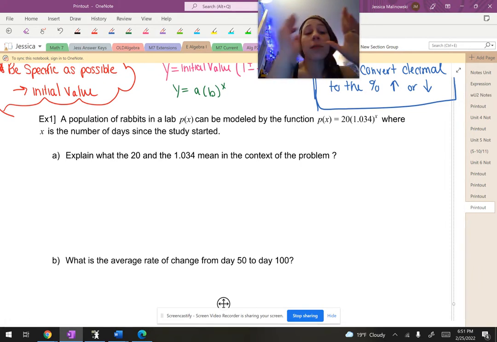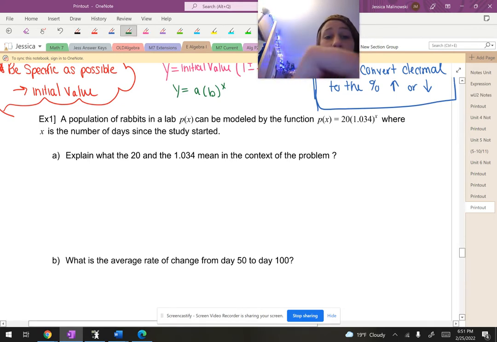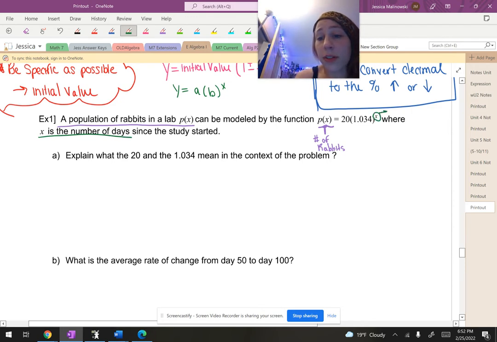So if they're telling you that x is the number of days, then the 20 and the 1.034 do not mean the number of days. X means the number of days. Two very, very different things. And that P of X, that's the number of rabbits. So this whole piece is the number of rabbits. That's what this first sentence tells me. A population of rabbits in a lab, P of X. And then X being the number of days, that's what X is.